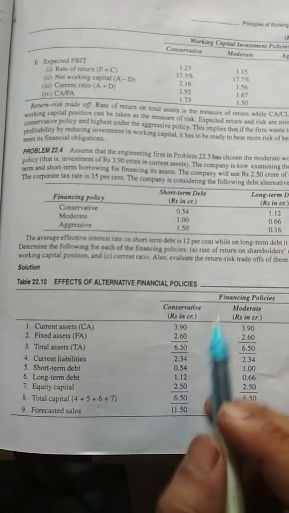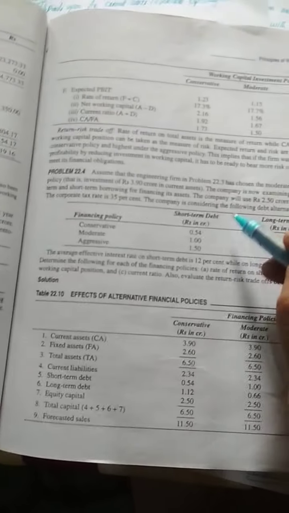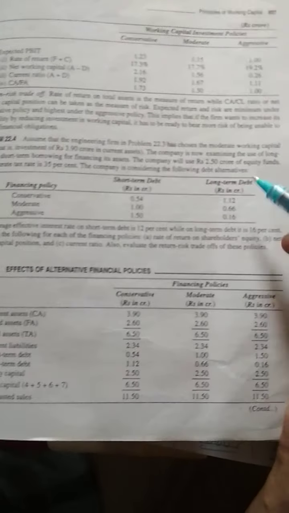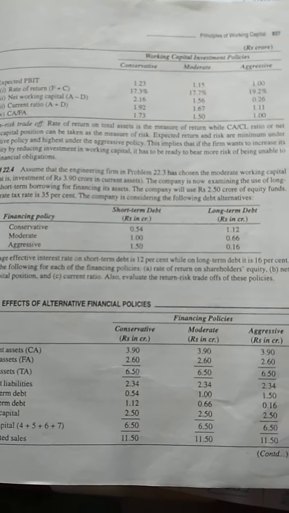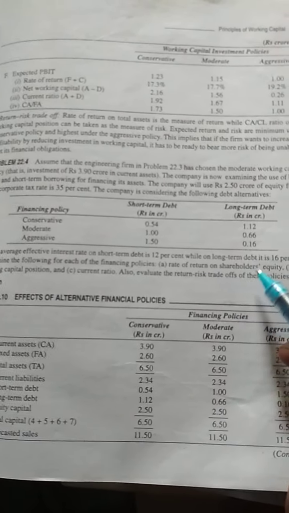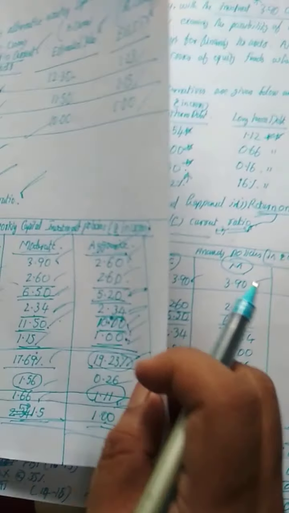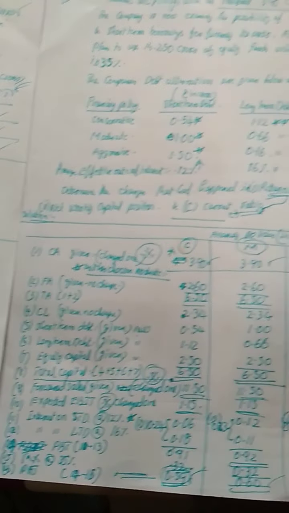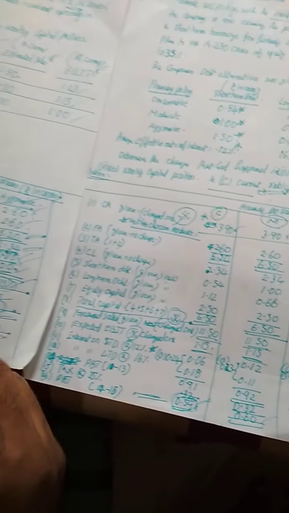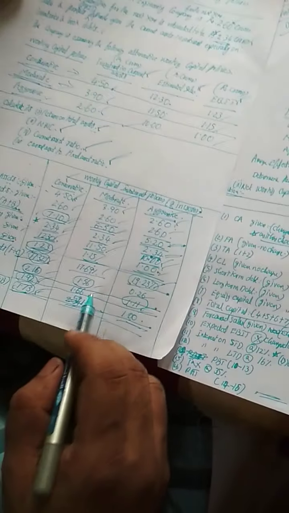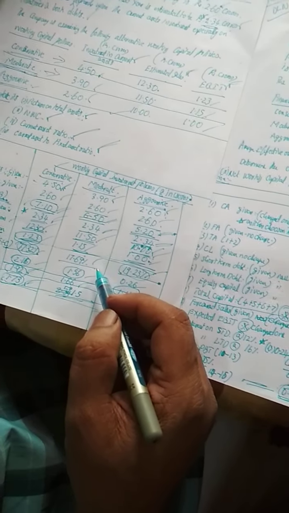Certain changes. They are adding short-term debt and long-term debt. What happens? The return on equity also they are finding out. Return on equity shareholders. These two pages I will scan for noting the questions and answers. In the continuation problem, what we are doing is that, hence the firm is adopting moderate policy. As I told, usually moderate policies will be adopted by the organization. Firm is adopting moderate policy.